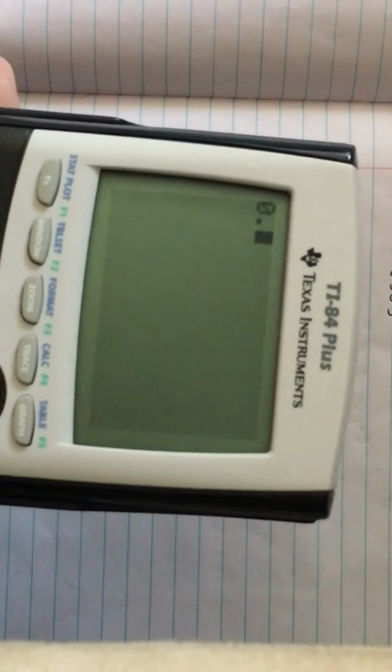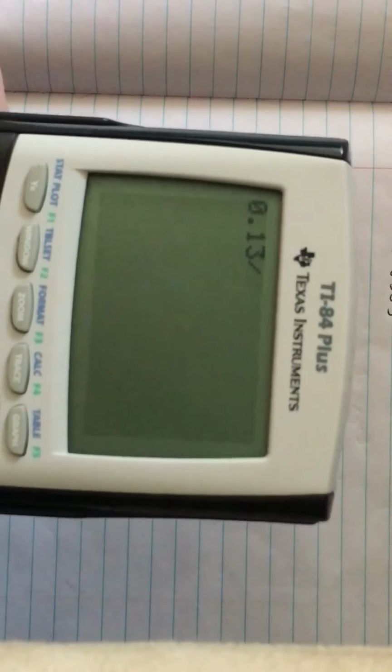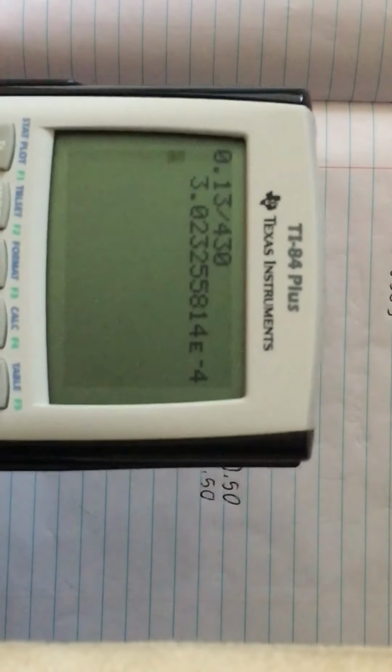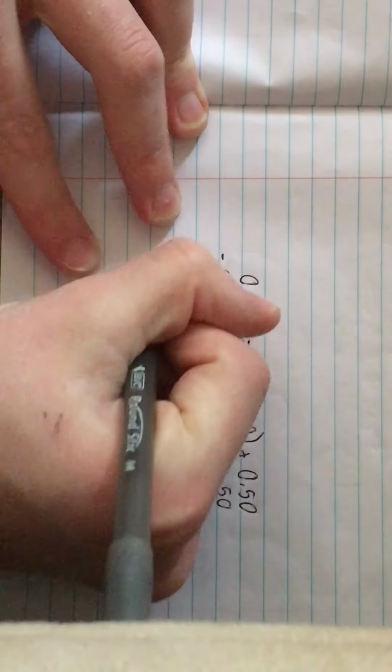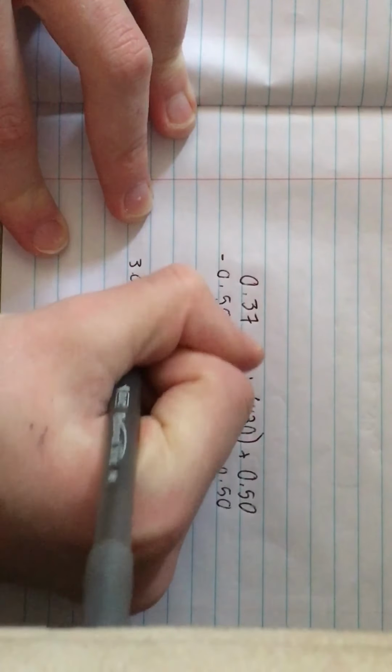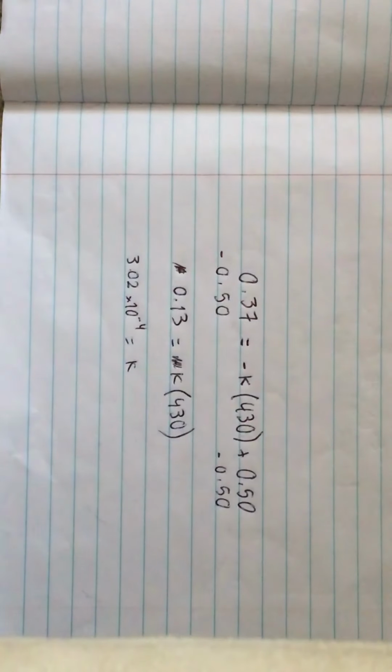All right, so we're just going to take 0.13 in our calculator and divide it by 430. And we get 3.02 times 10 to the negative fourth as K. 3.02 times 10 to the negative fourth.